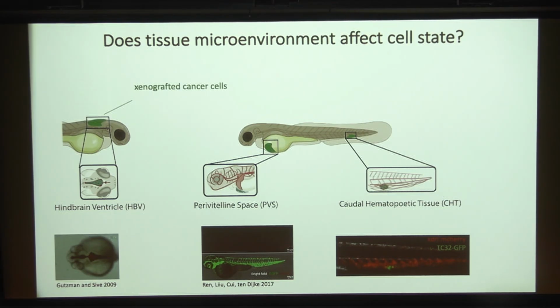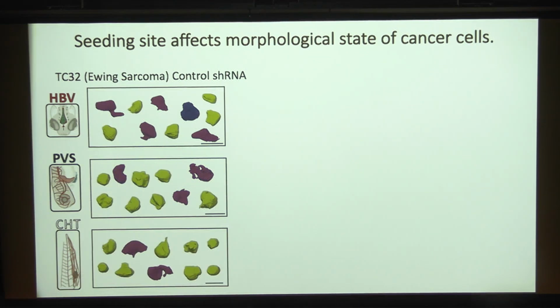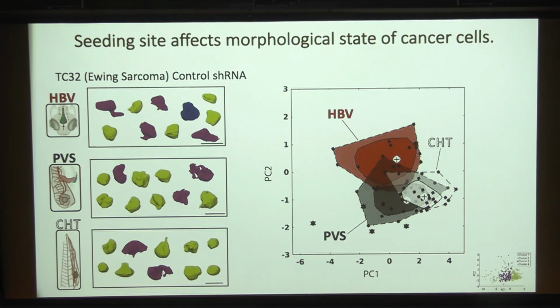But the goal of this was to study cell adaptation, so we really wanted to leverage the different microenvironments in our data set that I talked about earlier, namely the hindbrain ventricle, the perivitelline space, and the caudal hematopoietic tissue. So when we look within each environment, there's some heterogeneity of cell shape, right? And these are pseudo-colored according to the k-means plot I showed you earlier. But despite the heterogeneity, we really see nice tissue-specific specialization of cells.